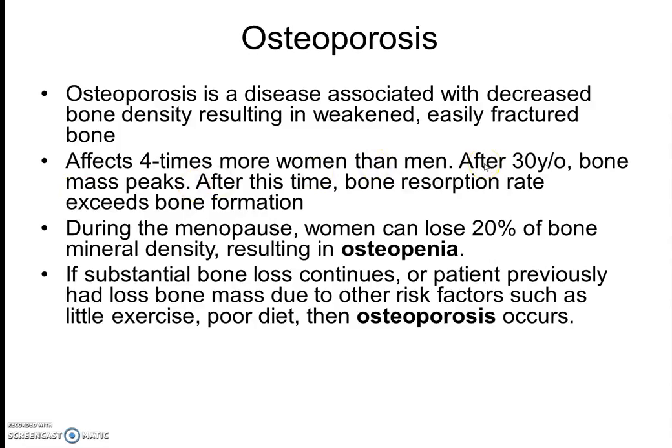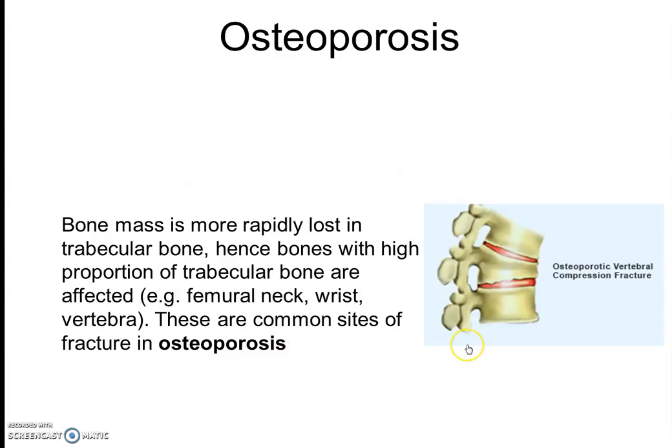So it's a disease that affects postmenopausal women as the major group, and this can be related to hormonal changes during the menopause. During the menopause, women can lose up to 20% of their bone mineral density. If this continues untreated, you can then get osteoporosis, combined with factors such as a poor diet, relatively little exercise and a sedentary lifestyle. We'll come on to the hormonal reasons shortly.